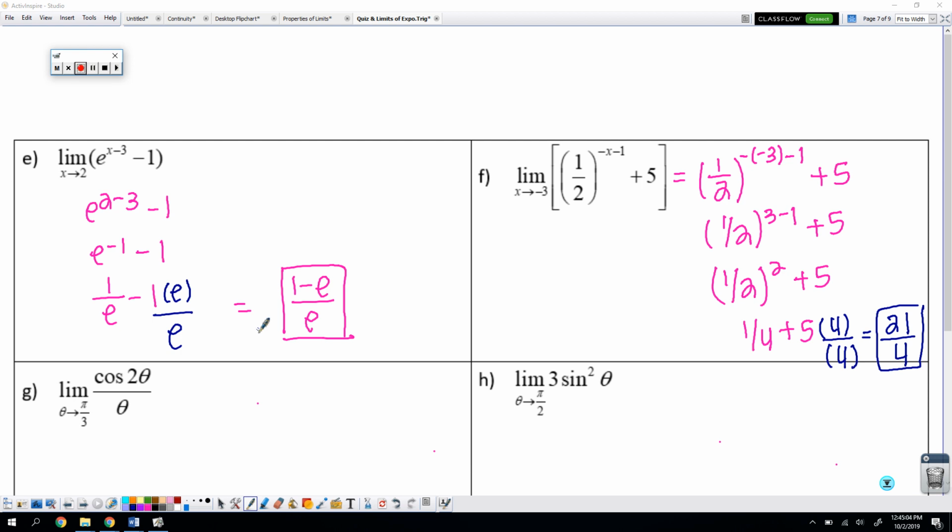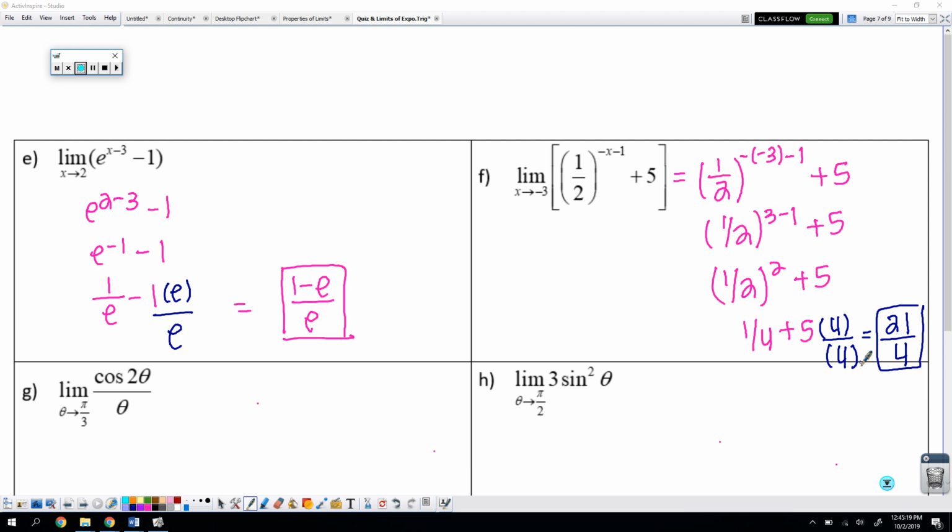All right, so now I have the answers shown to these two. So I do want to tell you that when I write 1 minus e over e and 21 over 4, these need to be one fraction. Okay, it's just much nicer when they're exactly one fraction. So make your denominator the same and then combine them.